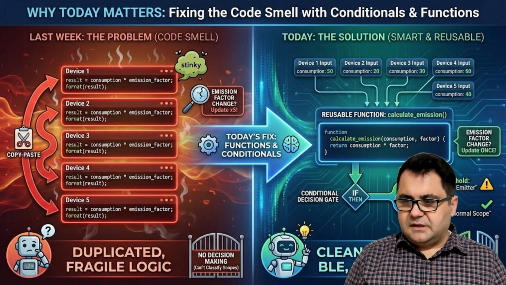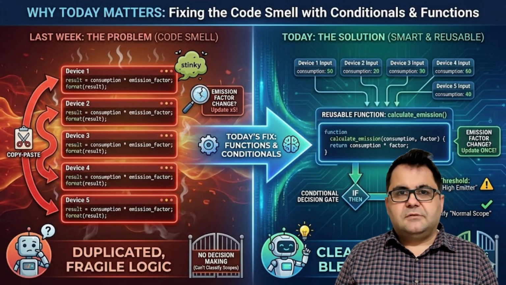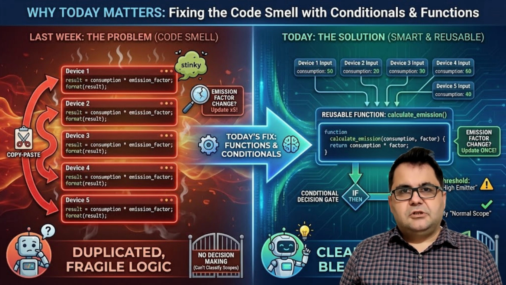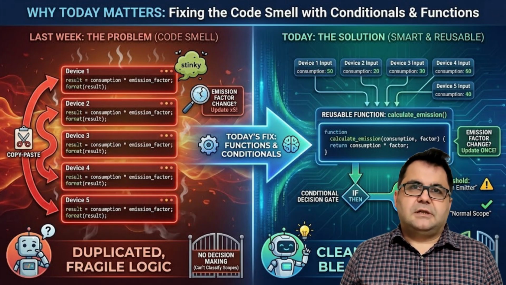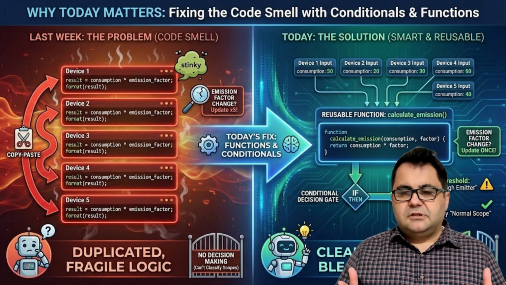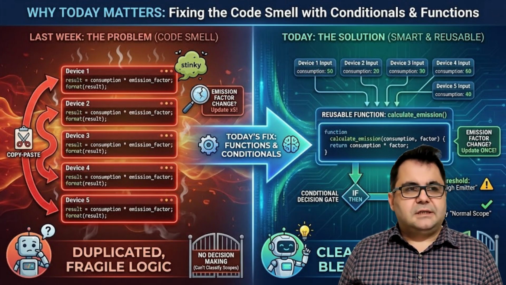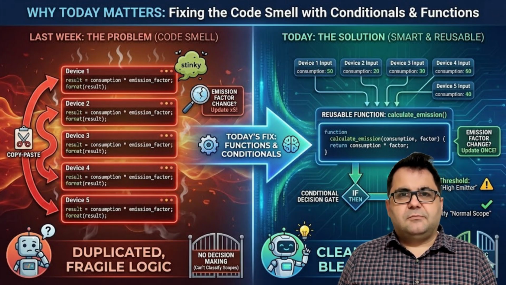Let me show you why today matters. Last week's homework had you processing 5 devices. Did you notice how much code you copied? The calculation logic was the same for each device. Multiply consumption by emission factor. The formatting was the same. The only things that changed were the input values. This is a code smell, duplicated logic that's fragile and hard to maintain. If the emission factor changes, you'd need to update it in 5 places.